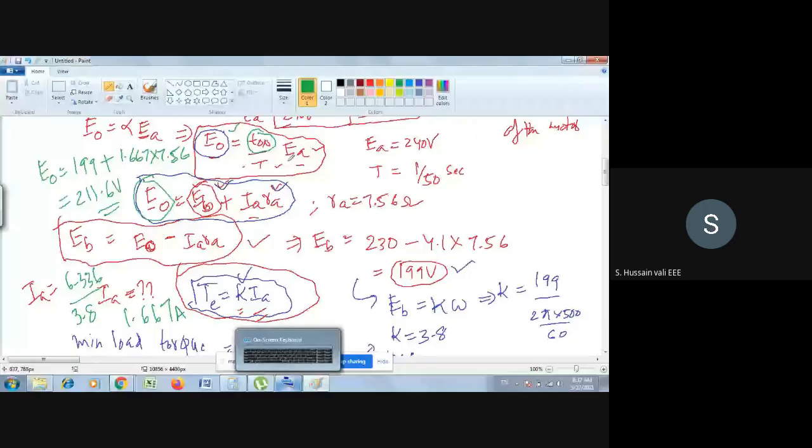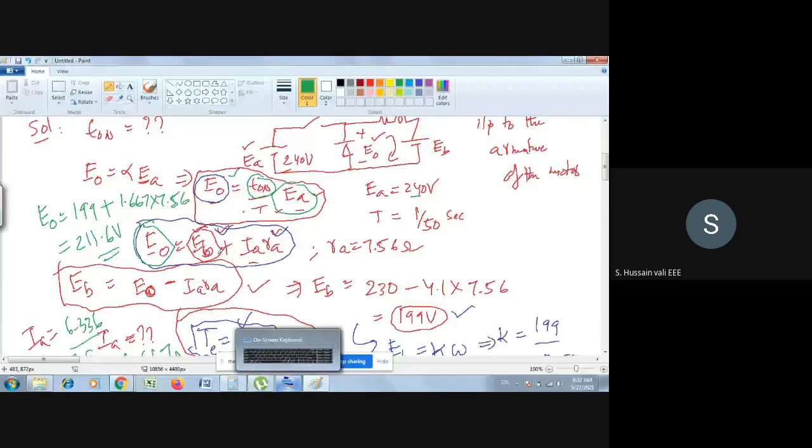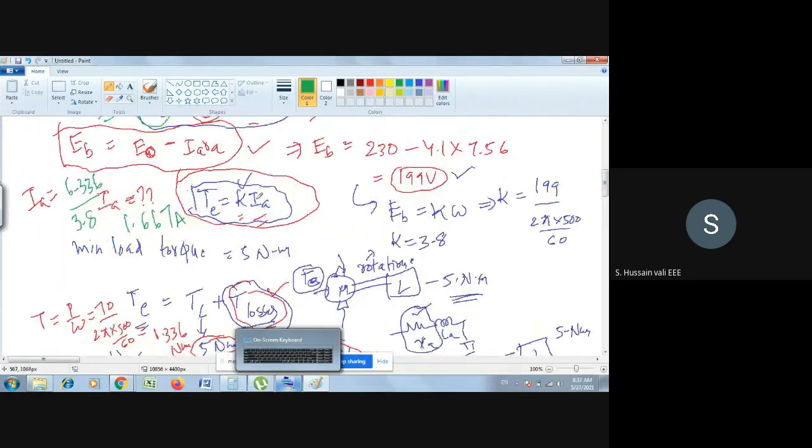EB, how do we find it out? We find out EB at the rated values only. Why? Because in the question also he is asking the values at 500 rpm, and the rated speed is also 500 rpm. So at 500 rpm we are finding out EB, that is 199. RA value we know. We don't know what is Ia. How to find out Ia? Because we have one equation, TE is equal to K into Ia. K we find out from the back EMF constant equation, E is equal to K omega.